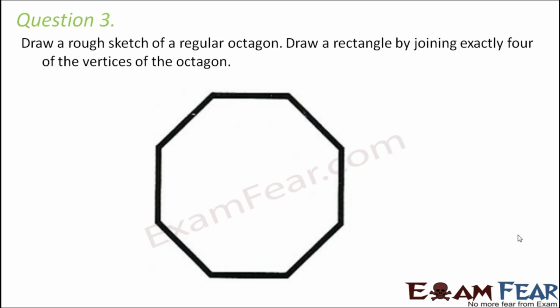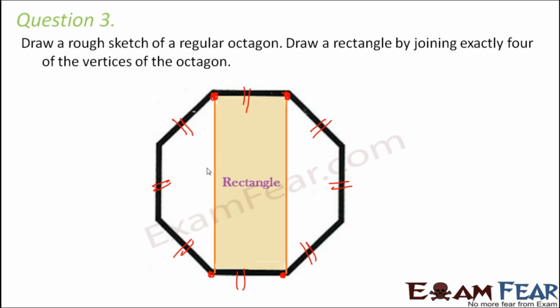Question number 3. Draw a rough sketch of a regular octagon. Octa means 8. So a polygon with 8 sides. It is a regular octagon, so all the 8 sides are equal in length. Draw a rectangle by joining exactly 4 of the vertices of the octagon. So if you consider these 4 vertices, 1, 2, 3 and 4, and if you join them like this, what do you get? You get a rectangle. So in this fashion, we can draw a rectangle inside an octagon.